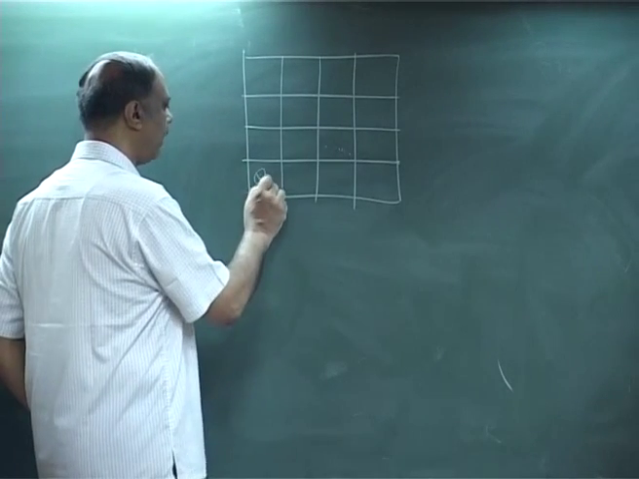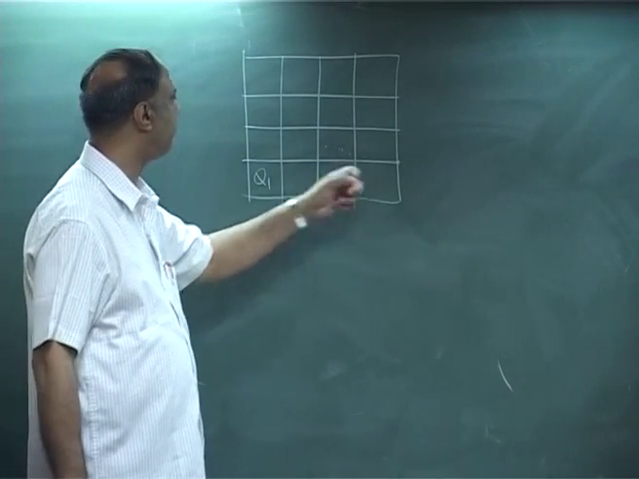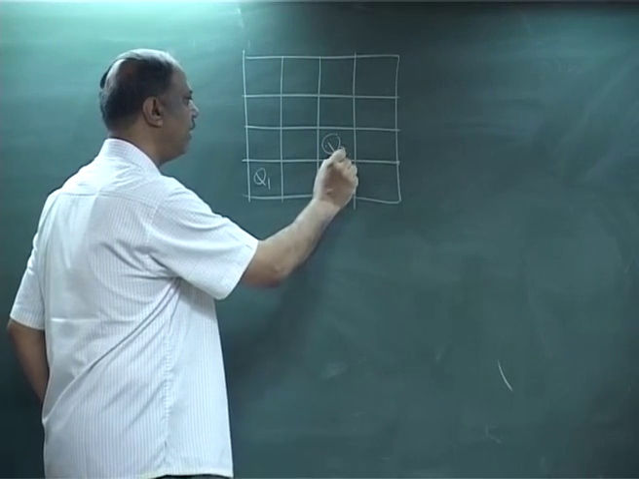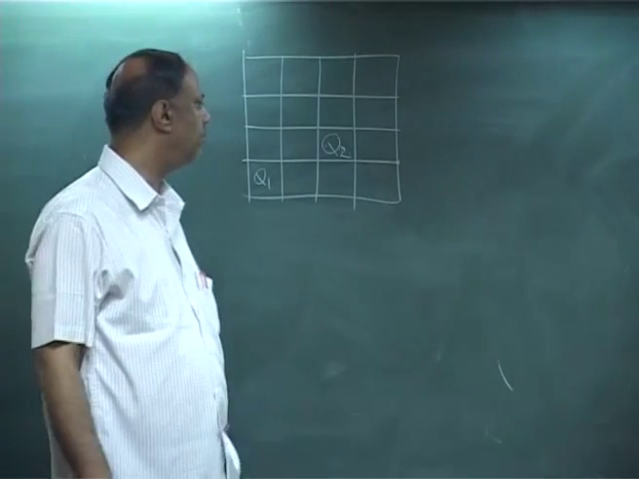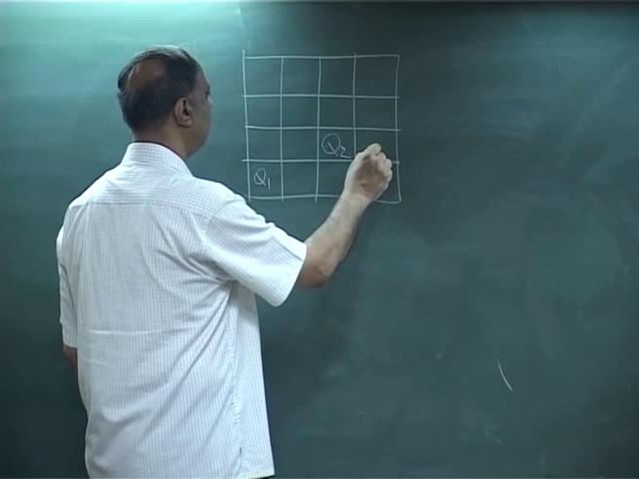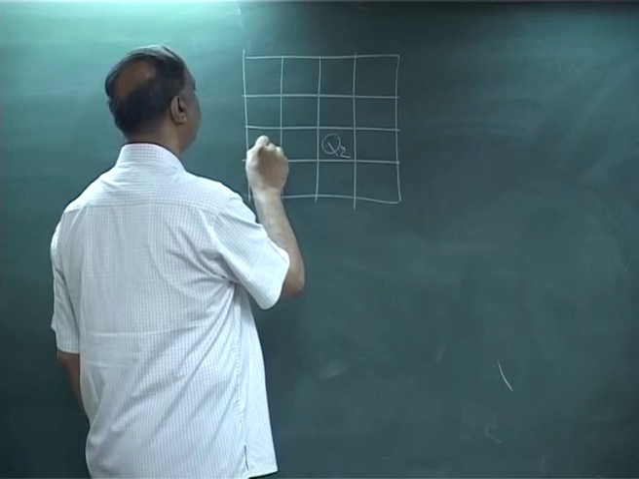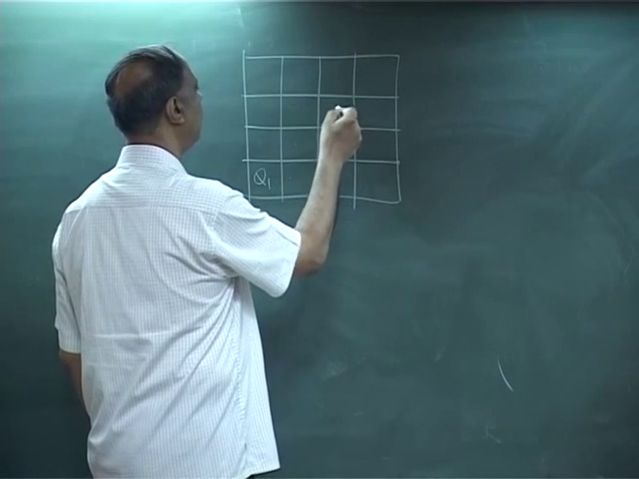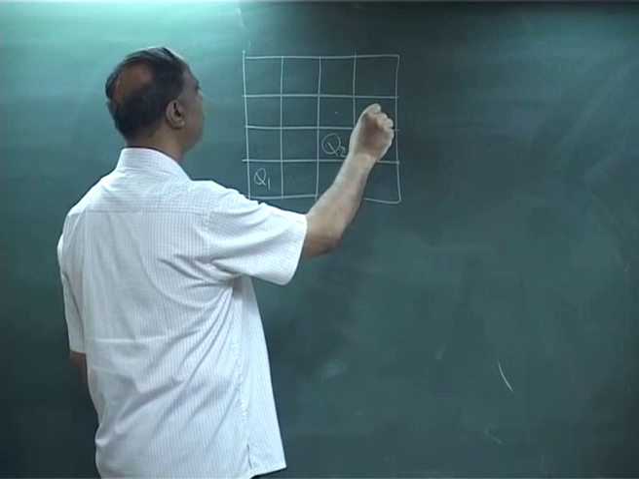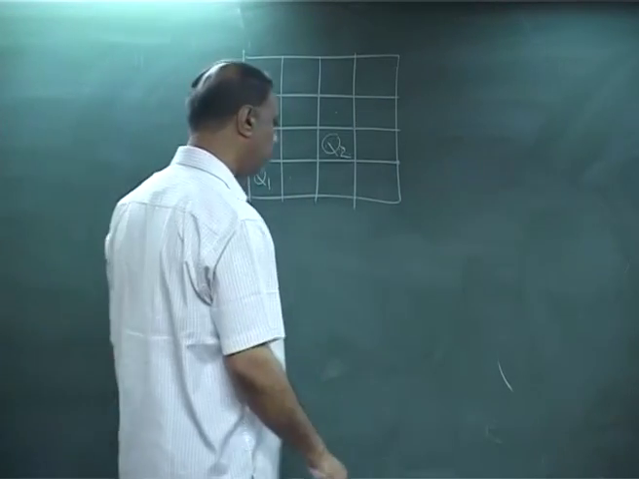So if I put Q1 here, Q2 cannot be put here, or here, or here. I can put Q2 here. Once I put Q2 here, where shall I put Q3? I cannot put it here, or here, or anywhere in this row. So what shall I do?